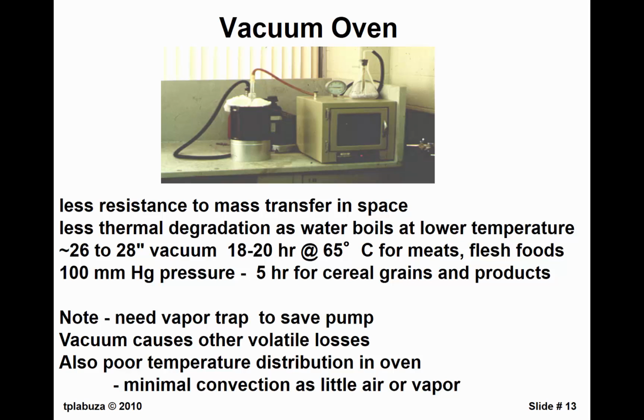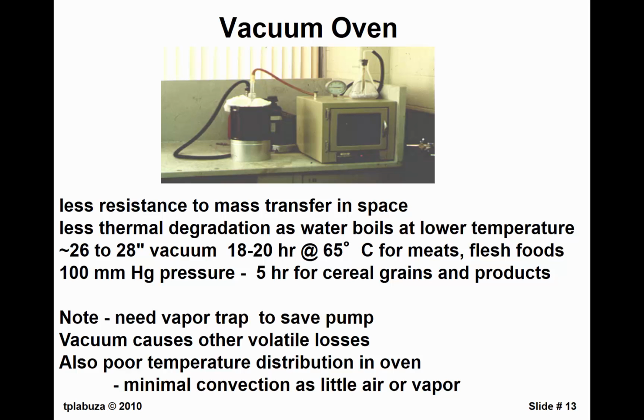So we need a vapor trap to save the pump. The problem is that the vacuum causes other volatile losses. And so if you're using some food plasticizers, like glycerol, propylene glycol, they will come off as well. So that creates a problem in that you shouldn't be using either a dry oven or a vacuum oven, because you're going to lose weight that's not going to be water there.